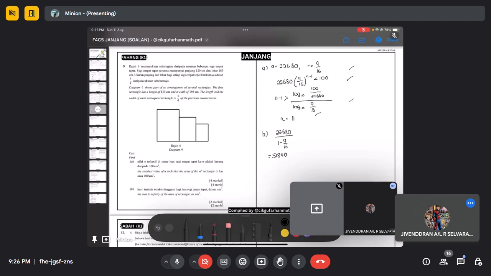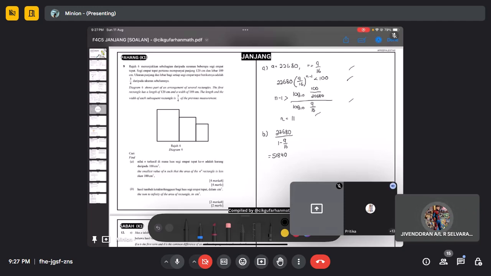Okay. And then use calculator, log 10 100 over 22680 over log 10 9 over 16. Then you'll get 9.427 and so on. Then you move the 1 to the other side, you'll get n is more than 10.427. So since it's more than, it's approximately 11. So it's n equals to 11.